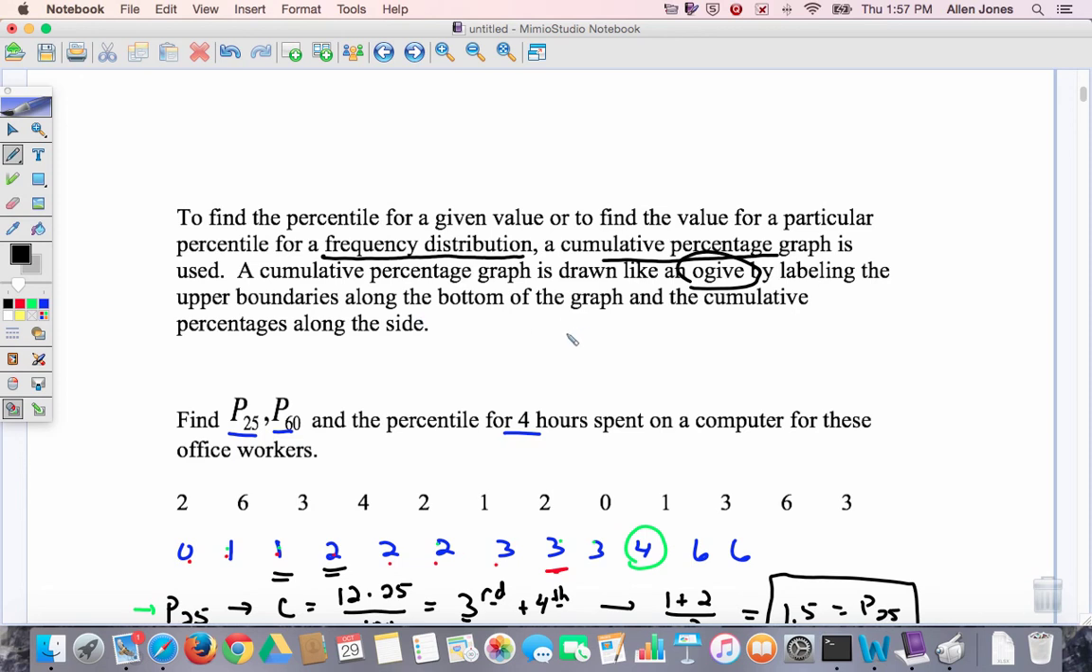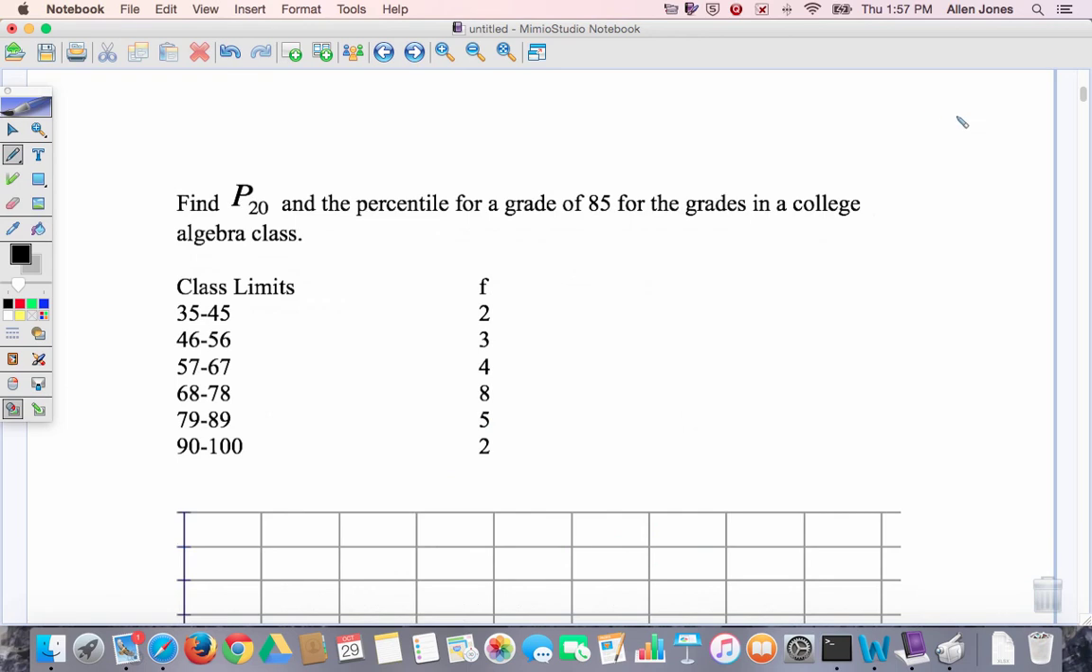It's going to be a relative frequency ogive that we're going to graph using our boundaries along the x-axis and our cumulative percentages along the y-axis going up to 100%. Then we'll just use the graph to read that information and find the percentiles. Basically, because we're using a graph, it will be somewhat of an estimate. So we'll take a look at that right here.